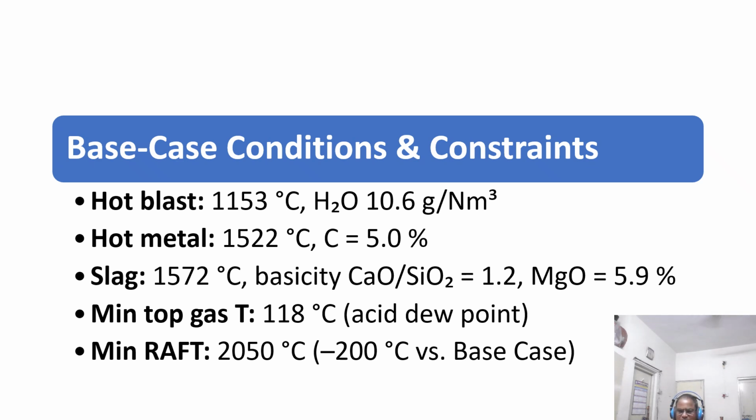And to prevent operational issues, the model imposes two key constraints. What are those two key constraints? Operators also know these are about a minimum top gas temperature, which is here 118 degrees centigrade, to avoid any acid dew point corrosion, and a minimum draft of 2050 degrees centigrade, which is 200 degrees centigrade below the base value.